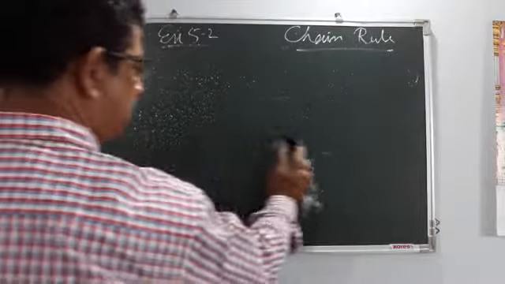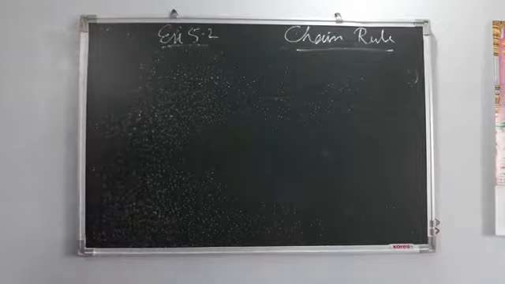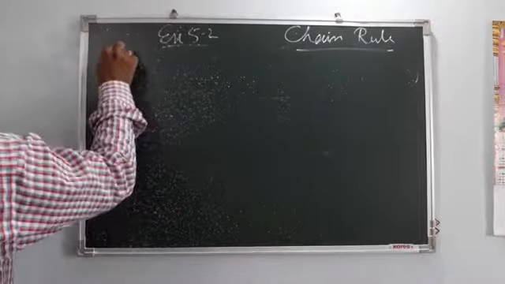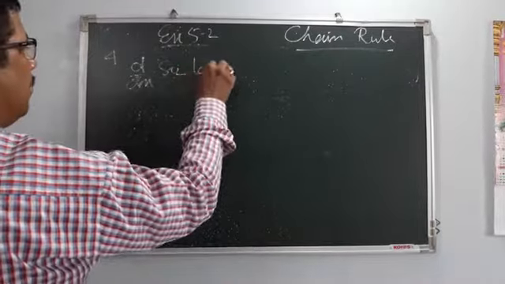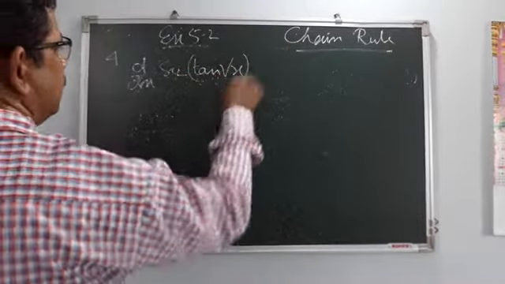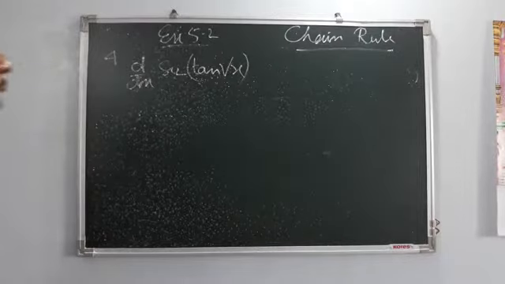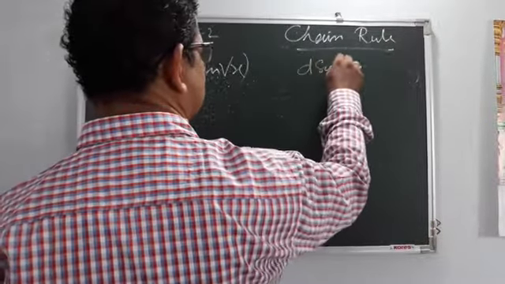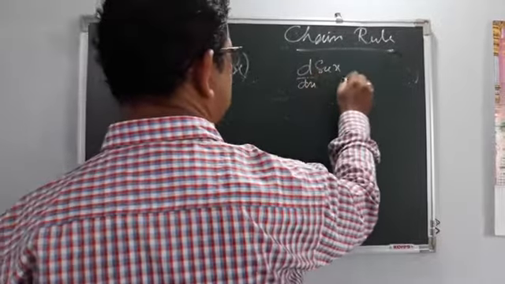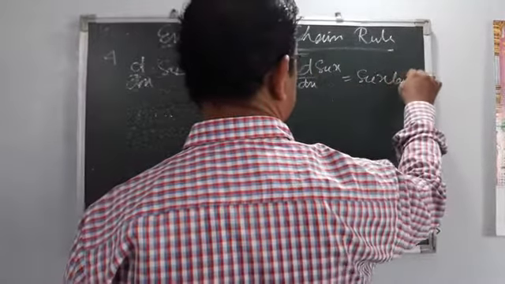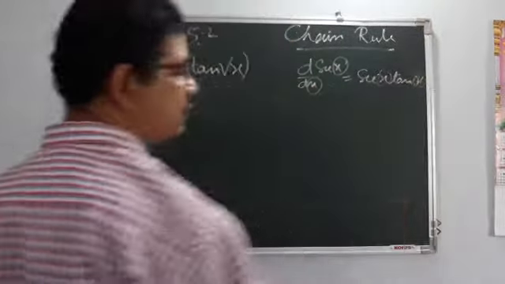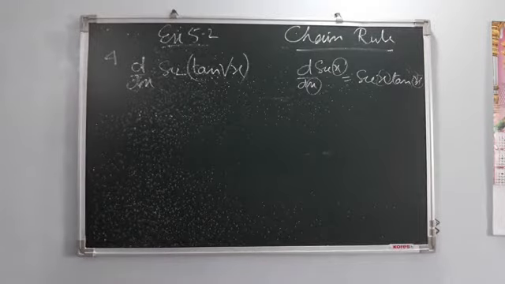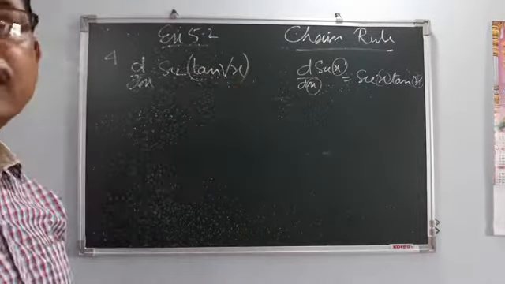Now in question number 4, you will find we have to do a little bit more than that. Question number 4, it is given d/dx of sec(tan root x). See here, this is given. So differentiation of sec x with respect to x is sec x tan x. If it is x, both the places you have to put x. But here, in place of x, it is tan root x.